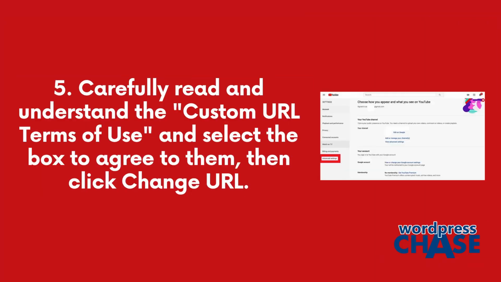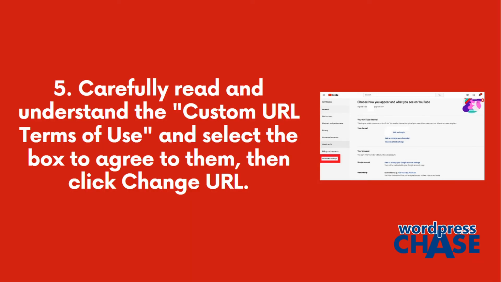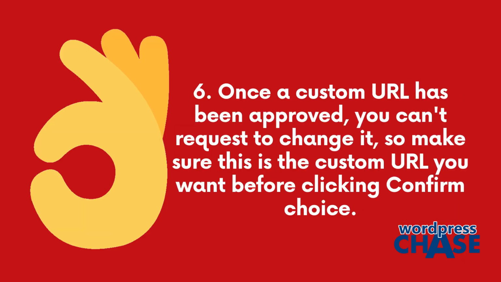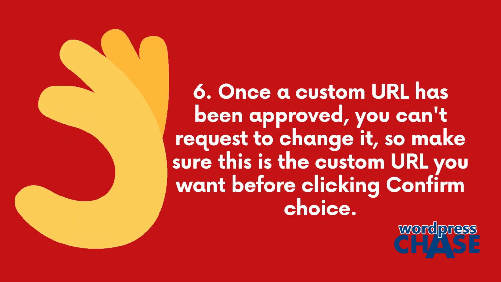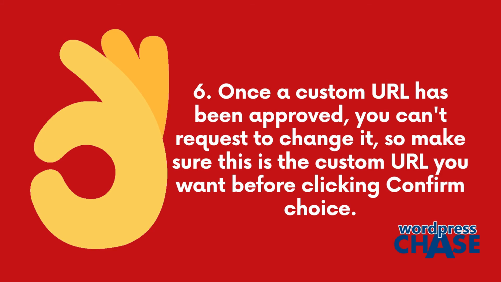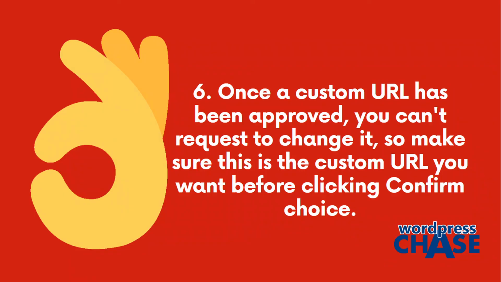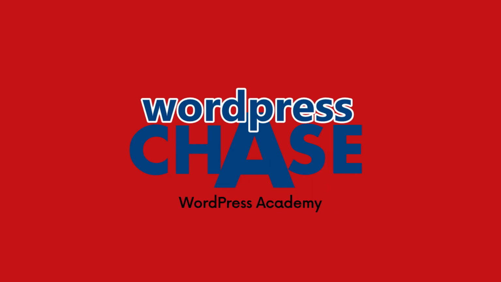5. Carefully read and understand the custom URL terms of use and select the box to agree to them, then click Change URL. 6. Once a custom URL has been approved, you can't request to change it, so make sure this is the custom URL you want before clicking Confirm Choice. Congratulations, you have successfully customized your YouTube channel URL.